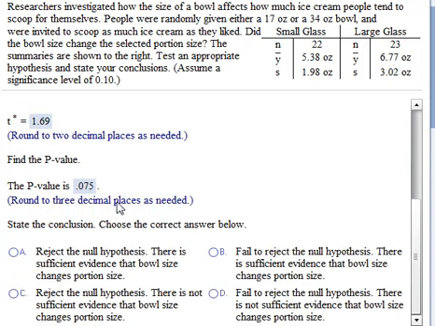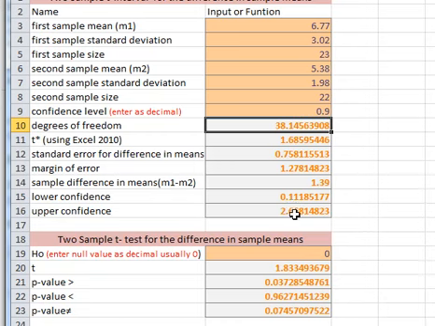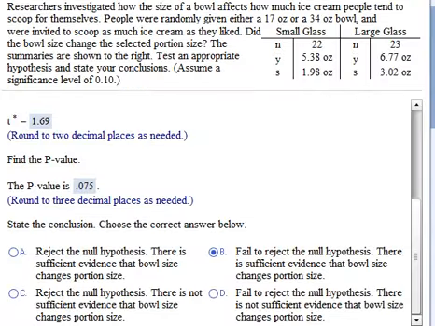It says state the conclusion. This is a pretty large p-value, so we are going to fail to reject the null hypothesis. There is insufficient evidence that the bowl size changes the portion size, and we can look at our confidence interval as well. Well, I don't know. That's a little tricky, because in our confidence interval, 0 is not in the interval, so it kind of feels like we would fail to reject. But this is a little tricky with that p-value that large. Let's see what they decide.